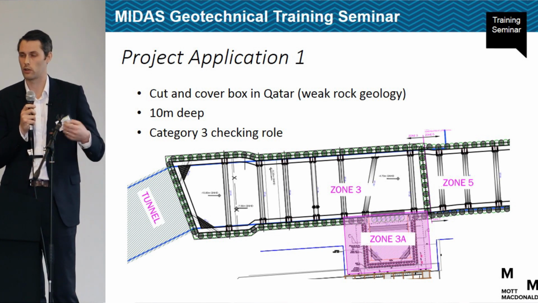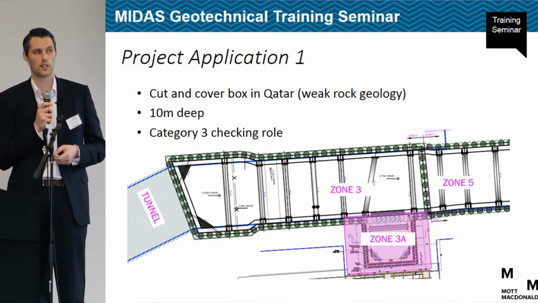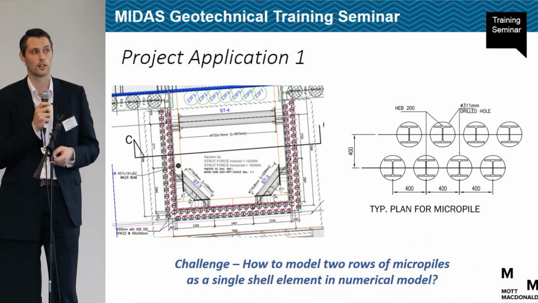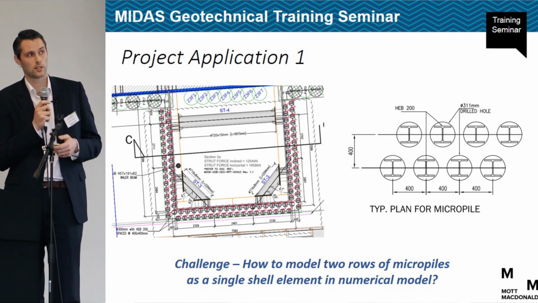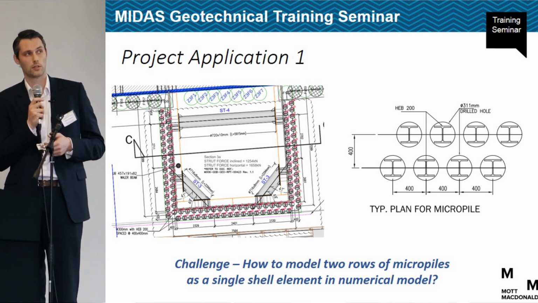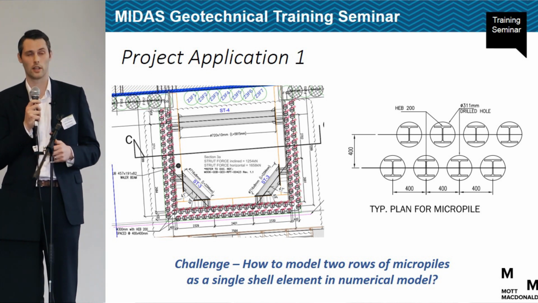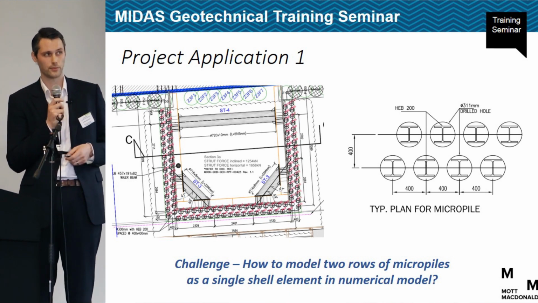So we were required to check both the wall and the temporary works for this excavation next to the main excavation. Now the form of the wall for this zone 3A was formed by micropiles, so augering a 300 diameter hole and then grouting in a steel section in this staggered arrangement.